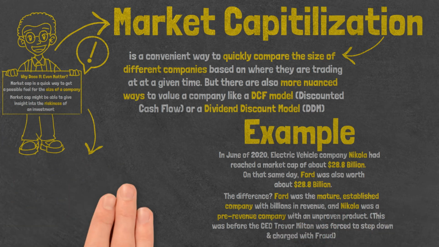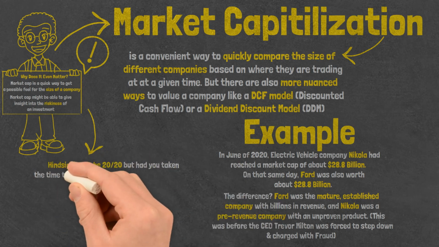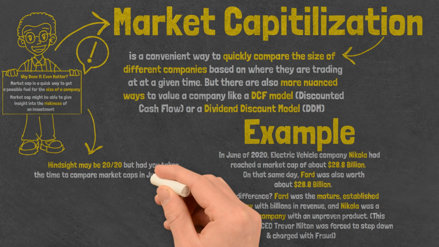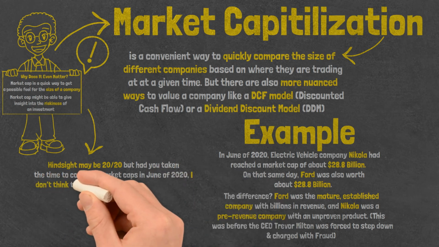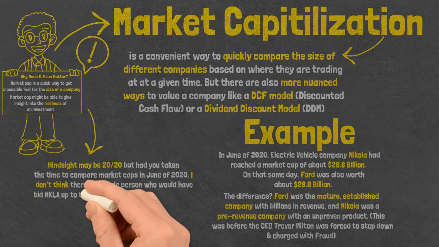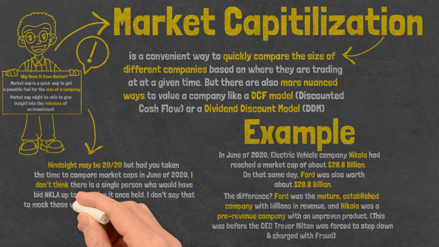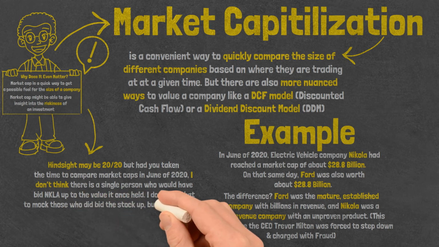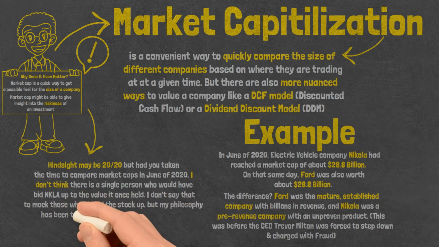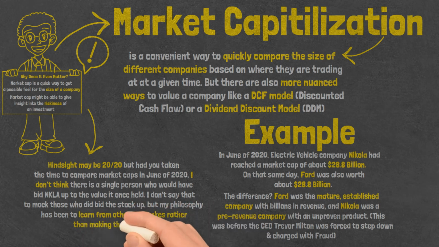Hindsight is obviously 2020 here, but had you taken the time to compare market caps in June of 2020, all other factors considered, I just don't think there's a single person in their rational mind who would have bid Nikola up to the value it once held. I don't say that to mock those who did bid the stock up, but my philosophy has always been, and continues to be, to try to learn from others' mistakes rather than making them myself.